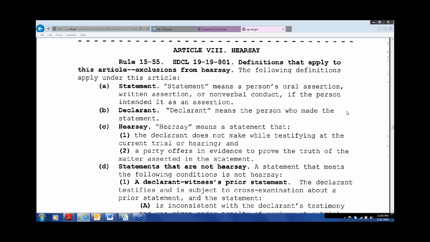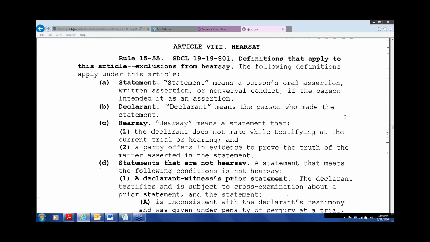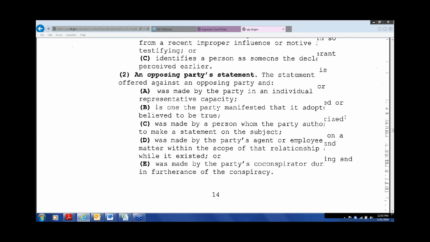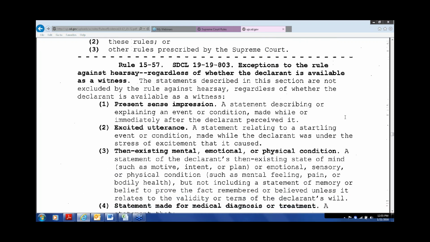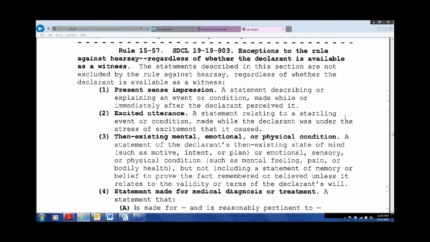The committee recommended to the court that it adopt rules 801 and 802, no problem. We also recommended adopting 803, but the United States Supreme Court has made some amendments to 803, and I want to point them out to you just because I think they're noteworthy. I don't know how much of a difference they're going to make to you, but I'll point them out to you anyway.